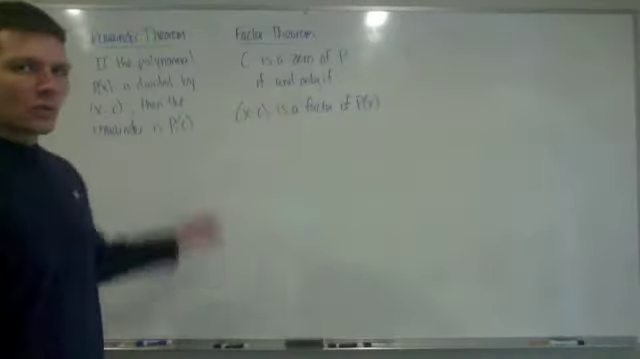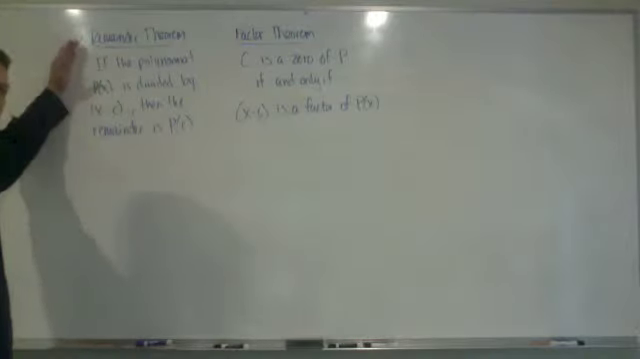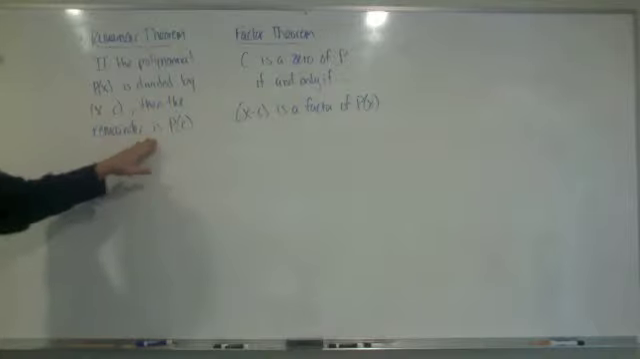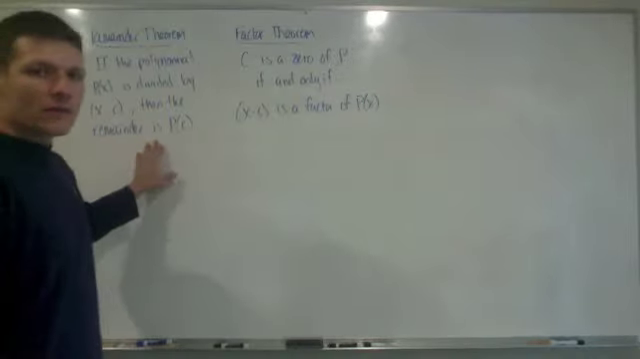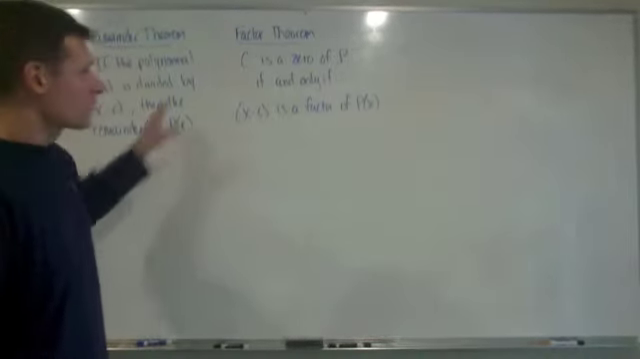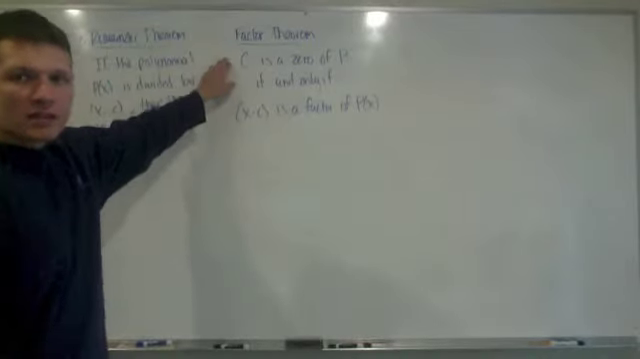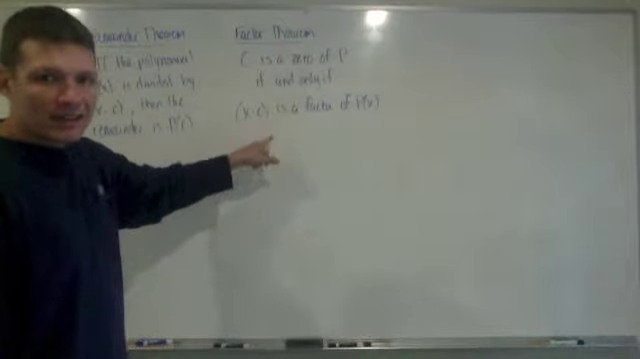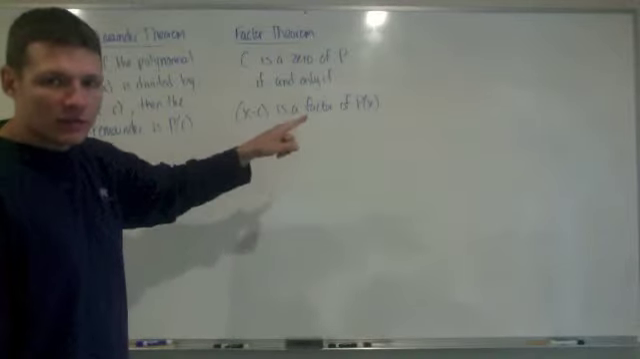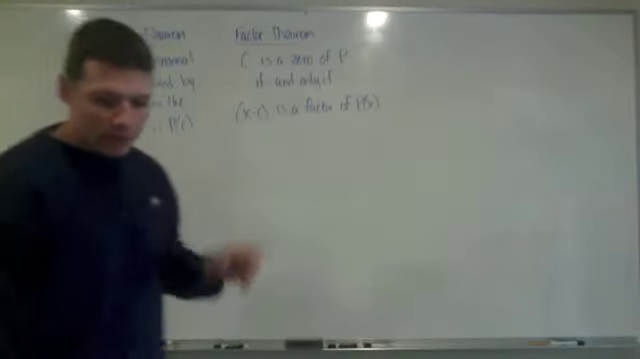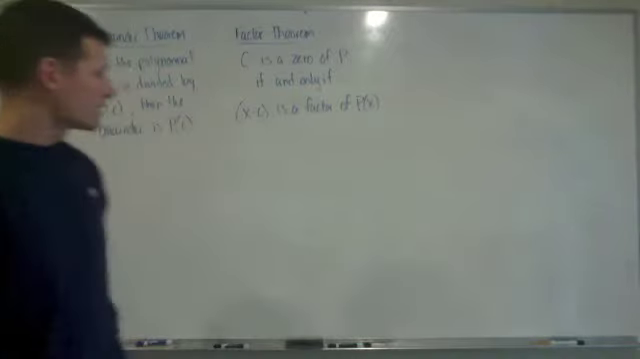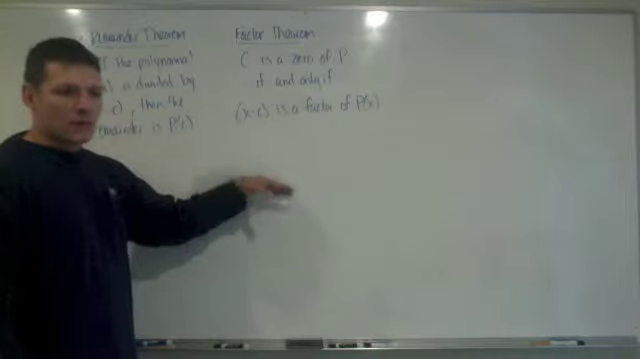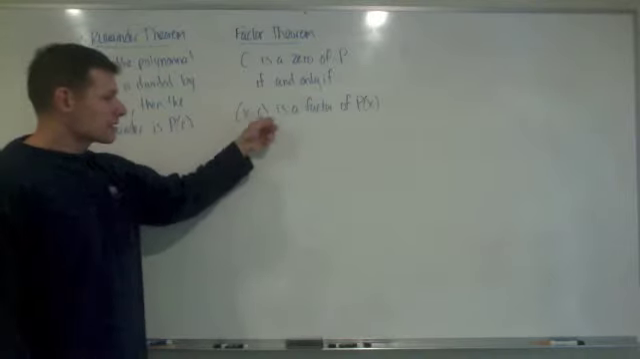Okay, so I've got the remainder theorem written up here again. If the polynomial p of x is divided by x minus c, then the remainder is p of c. Something that follows from this is the factor theorem, which says c is a 0 of p if and only if x minus c is a factor of p of x. So what that tells us, guys, is that a 0 is an x-intercept, but a 0 also means x minus c is a factor of it.